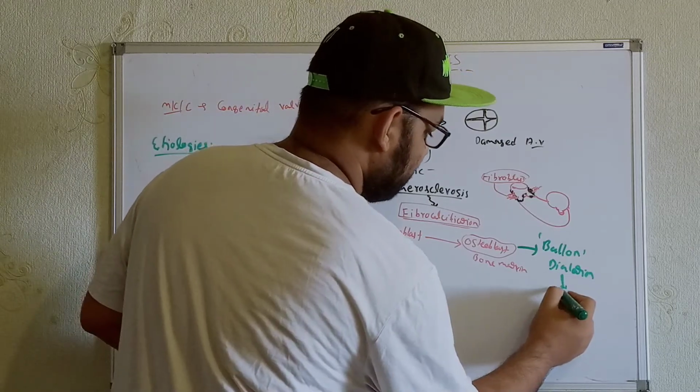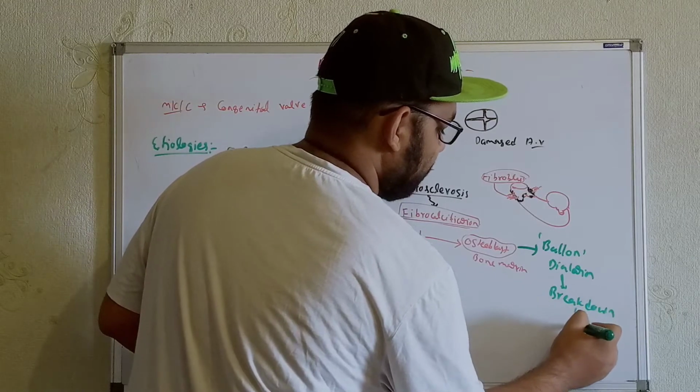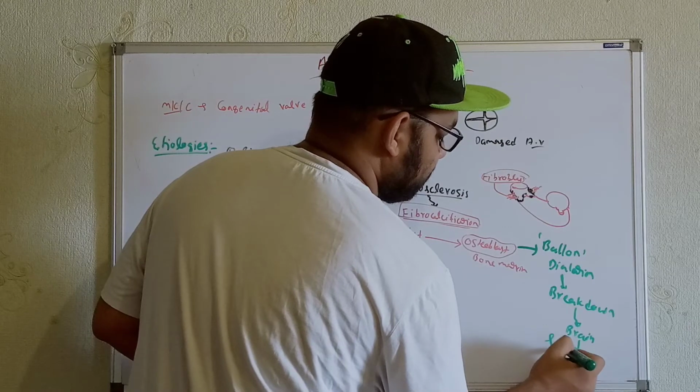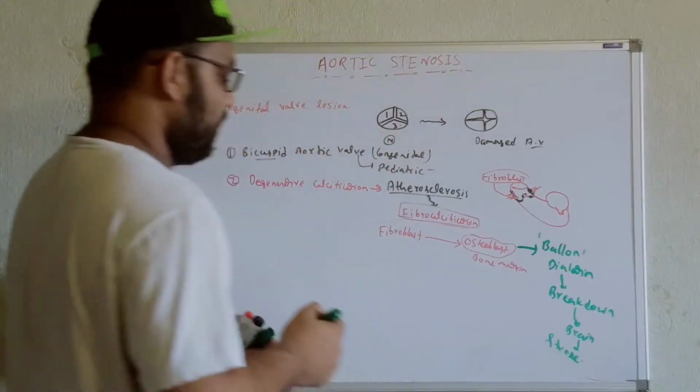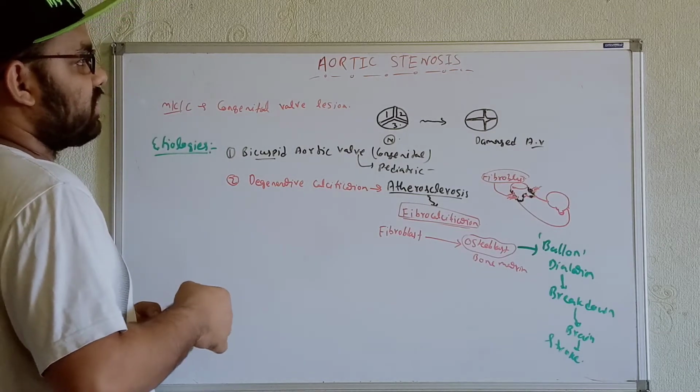So whenever the valve leaflets break down, they will go to the brain parts and can cause a stroke over here. It can cause a stroke. This is the second cause for the taking place of aortic stenosis.